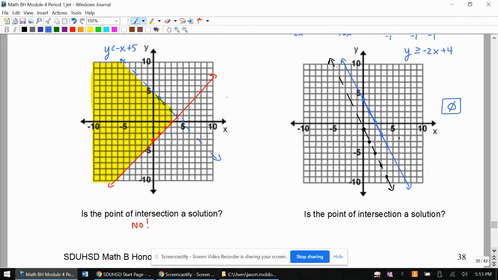We'll keep the rest of our graph there. We're not going to shade anything. I would not do the partial shading on this one to be certain that you are indicating that there is not any feasible region. And the answer to this is no as well, because the lines don't even cross. And even if they did, one of them was dashed.